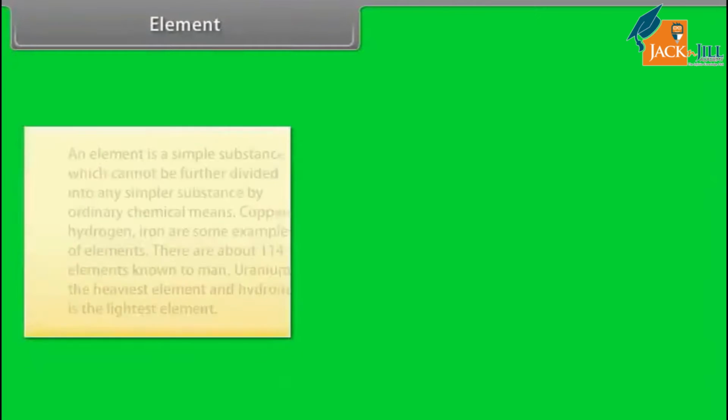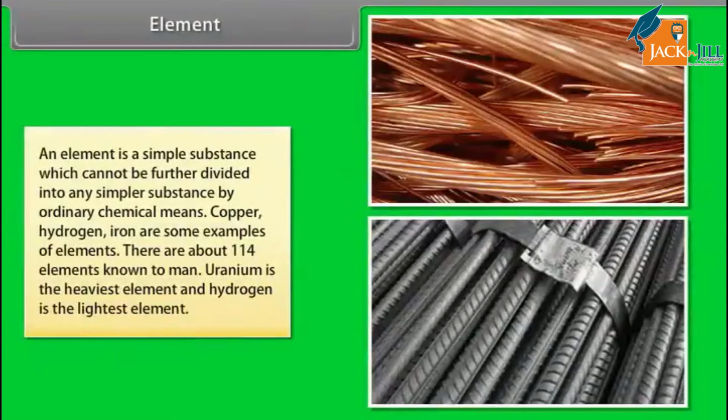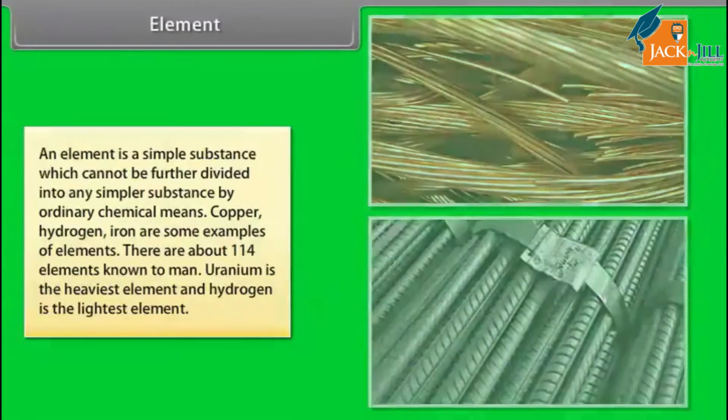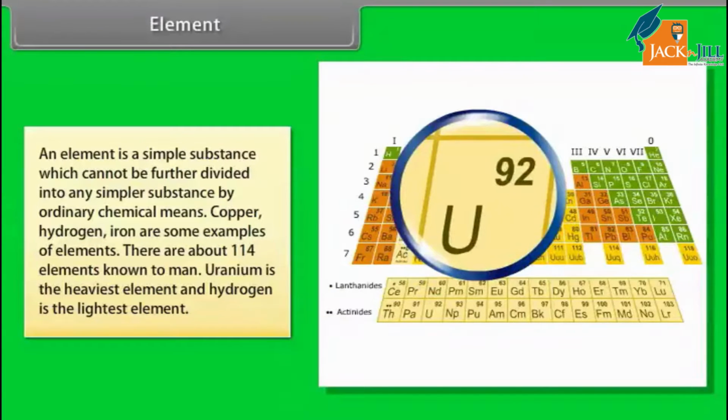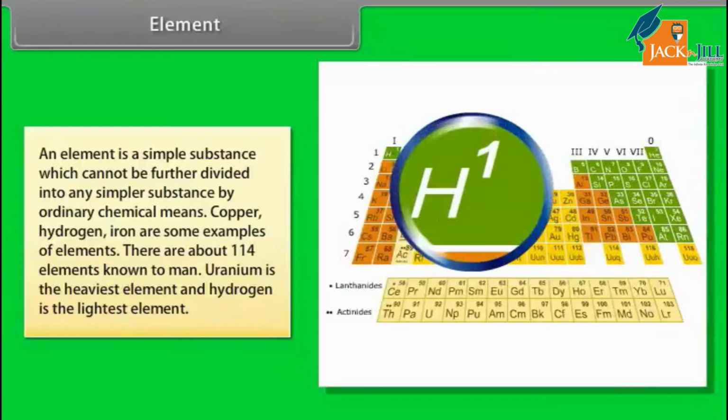Element. An element is a simple substance which cannot be further divided into any simpler substance by ordinary chemical means. Copper, hydrogen, iron are some examples of elements. There are about 114 elements known to mankind. Uranium is the heaviest element and hydrogen is the lightest element.